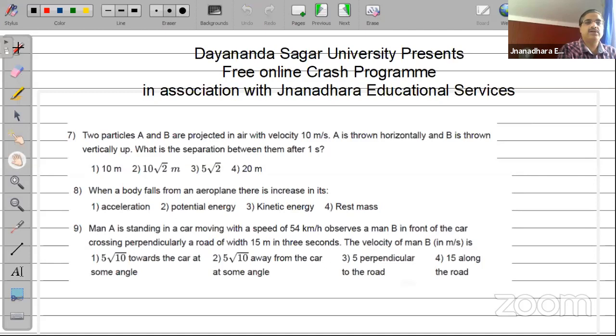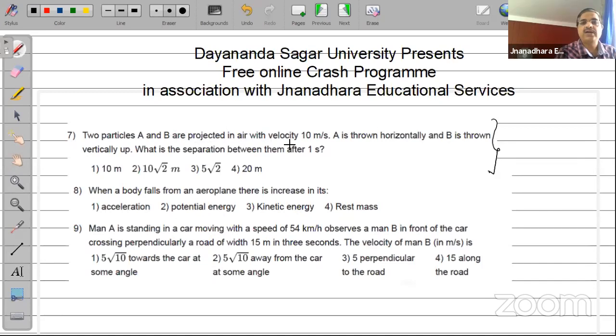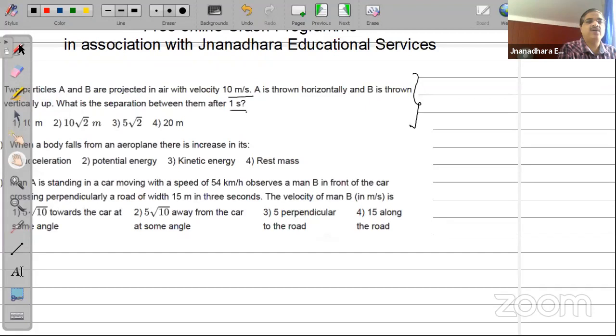Question number 7. Today the problems, in fact, are all on a higher side, but let's see. Two particles A and B are projected in air with a velocity of 10 meters per second. A is thrown horizontally and B is thrown vertically up. What is the separation between them after 1 second? Let us try to do it. Not very difficult, because you just have to find the separation between them after 1 second.